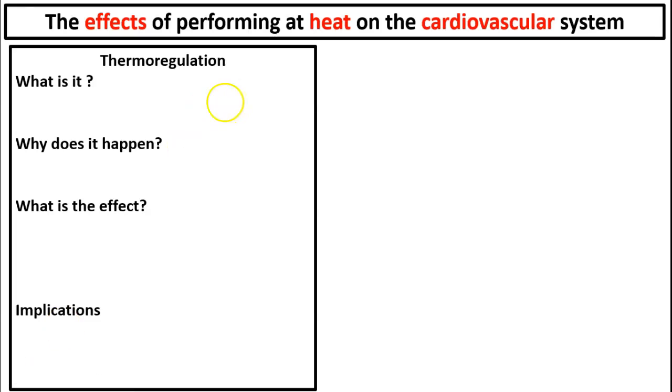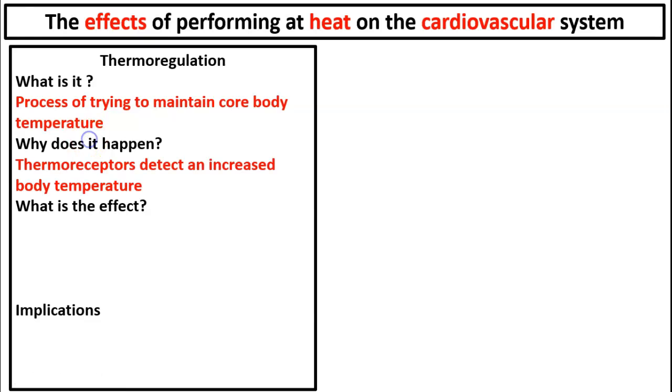So thermoregulation refers to the process of trying to maintain core body temperature. Okay, so it's our body, when it notices that we are getting hotter, trying to self-regulate our temperature. Okay, so why does it happen? So if we consider when might this happen, why does our body thermoregulate? It happens due to thermoreceptors detecting an increase in body temperature when exercising at heat. Okay, so that's why thermoregulation happens.